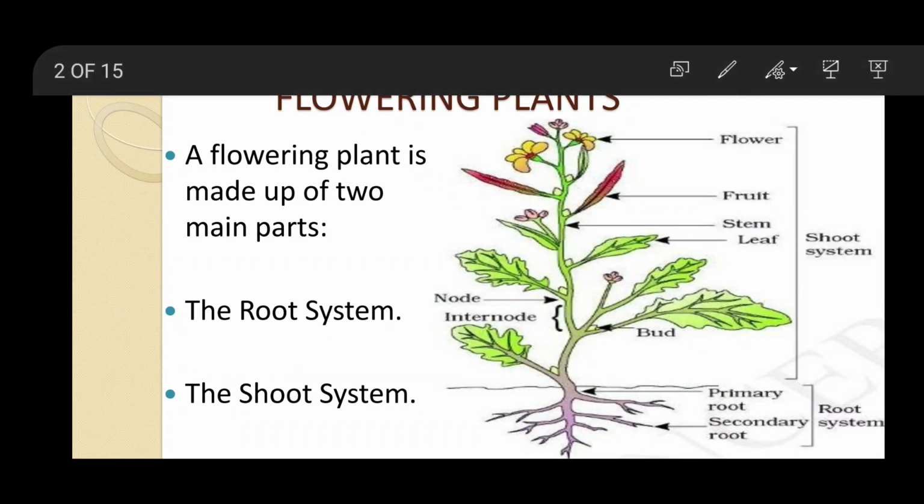As you can see on the screen, there are two main systems of this plant: the root system, which grows below the ground, and the aerial part which grows above the ground and bears all other parts of the plant, that is the shoot system. So in this chapter we will study these things in detail. So let's study them one by one.